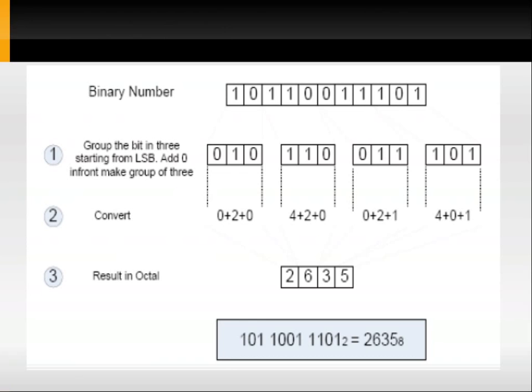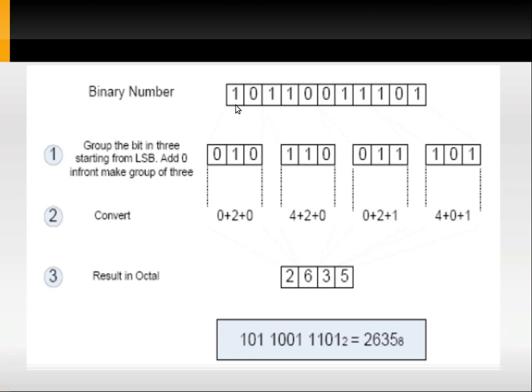Here I have given a binary number, that is 10110011101. Now what I have to do is group 3 bits from the LSB point of view, which is nothing but from right to left. So here, the first group is 101, the second group is 110, the third group is 011, and the fourth group has only 2 bits.